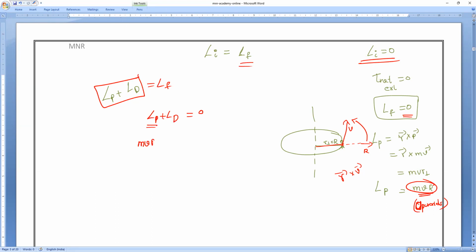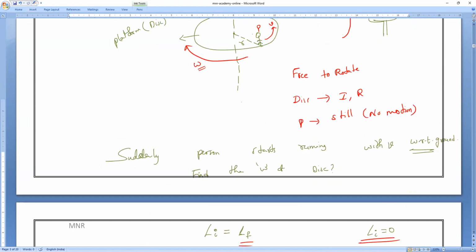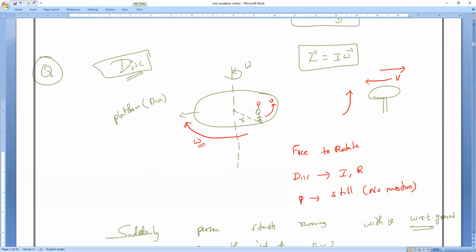Is it positive or negative? Upward, guys. Upward means positive or negative? Positive. Clear? Next.